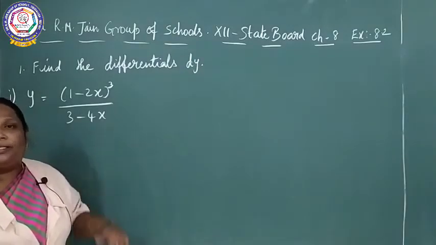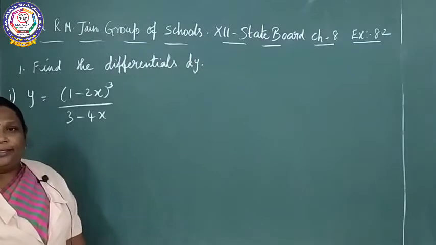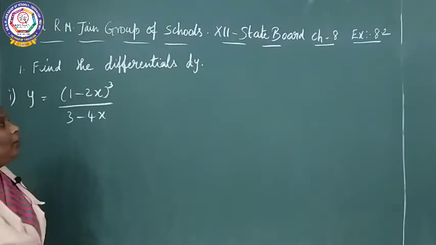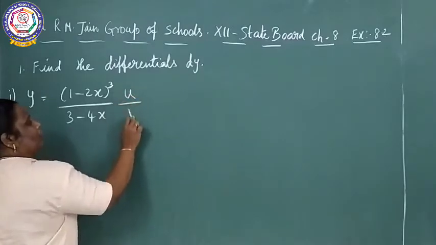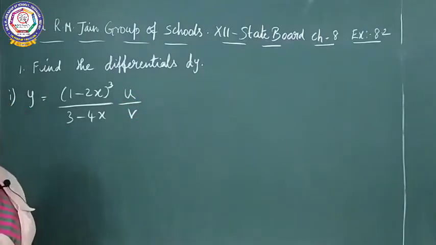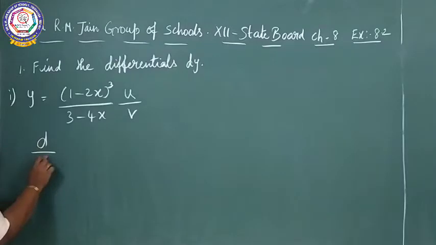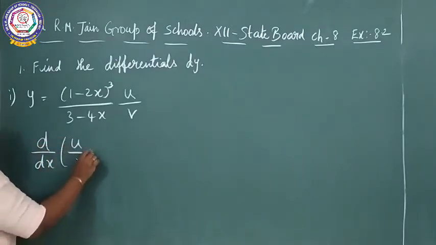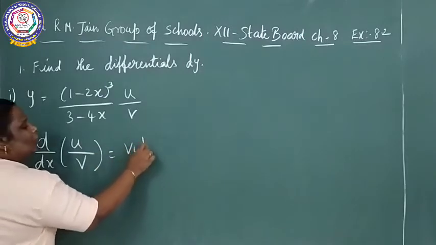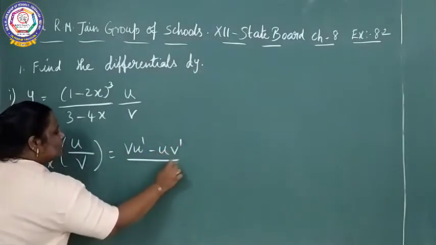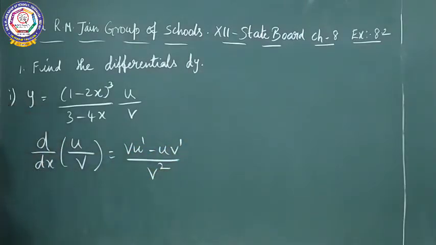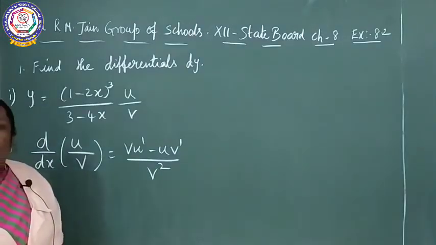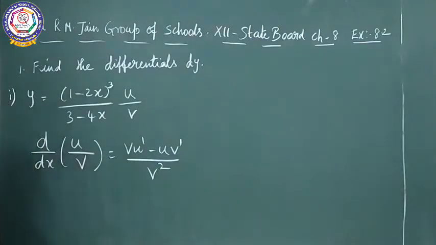What form is this? Yes, it is a quotient rule. You can apply the u by v formula. What is the differentiation d by dx of u by v? It equals (v u dash minus u v dash) by v square.